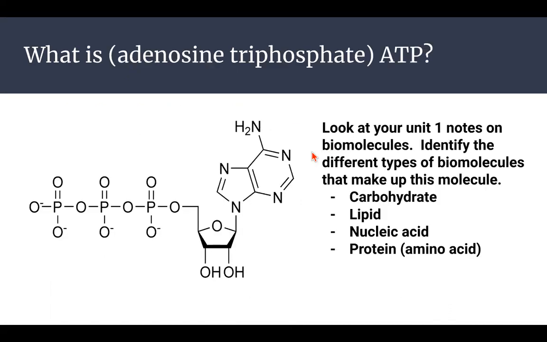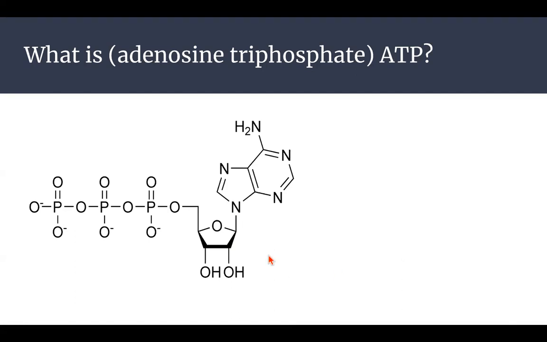But what I do need you to know is this ATP molecule. ATP is called adenosine triphosphate. Now, what I want you to do is pause your video, go back to your unit 1 notes in the biomolecule unit, and identify the different parts that make up this molecule. Remember, your 4 categories of biomolecule are carbohydrate, lipid, nucleic acid, and protein. So pause the video and do that now.